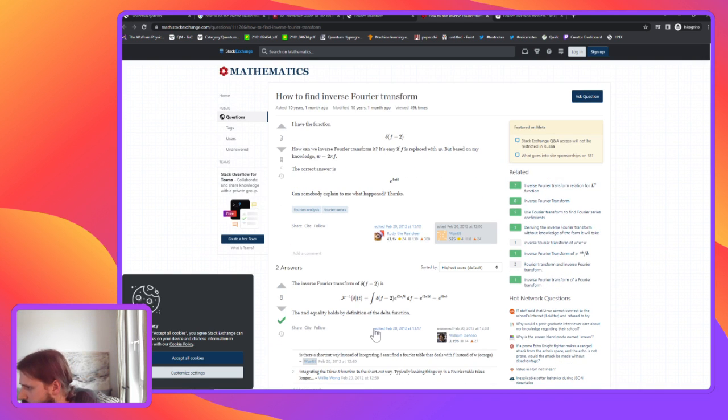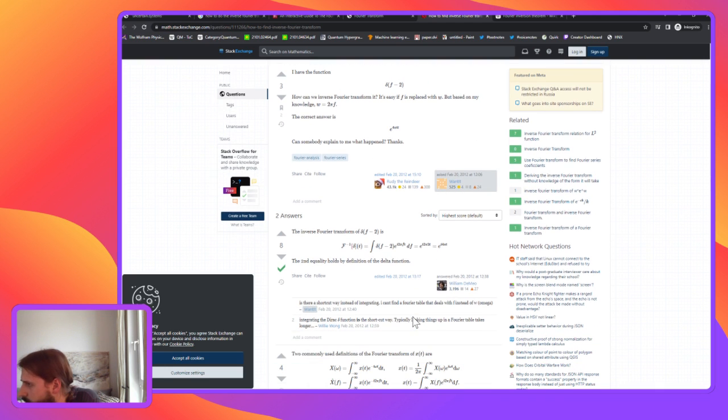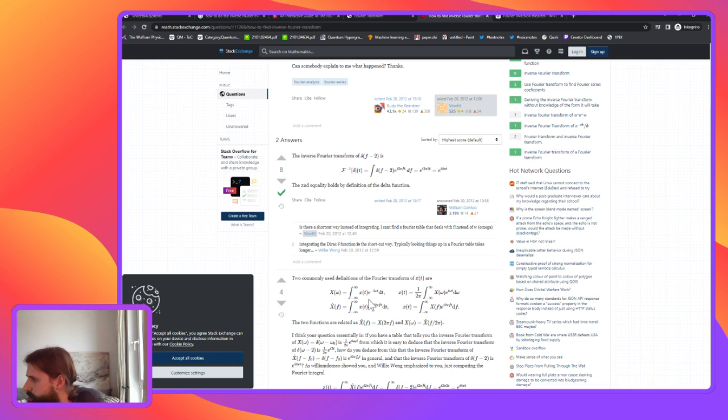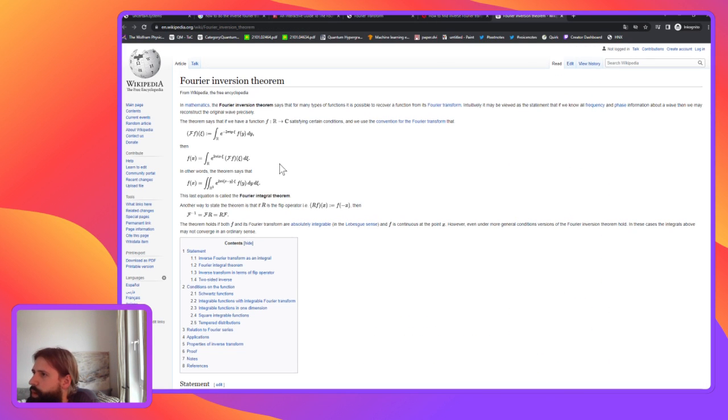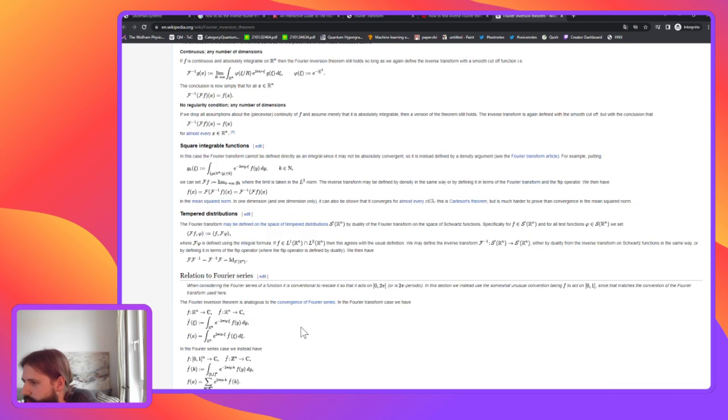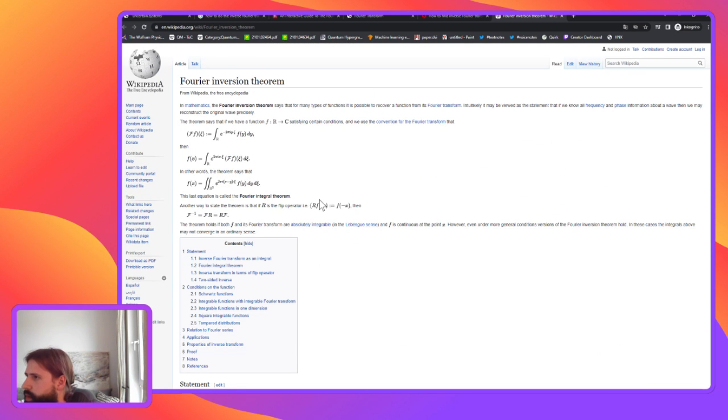The inverse Fourier transform is, so it's an integral. So two commonly used definitions of the Fourier transform of x(t). It almost feels like it's one of the first times where Wikipedia is just going straight to the thing, but again, I might want to interpret what these things mean, right?